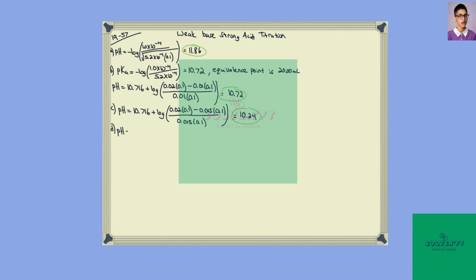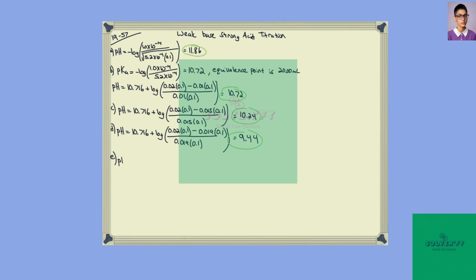We are still pre-equivalents, so we are still going to use the Henderson-Hasselbalch equation because we still have a buffer solution. But this time, instead of the 15 milliliters added, we've added 19 milliliters, or 0.019 liters at 0.1 molar. So we'll also change that down here in the denominator when we calculate the moles of weak acid formed. Other than that, the calculation is the same, and we get 9.44 as our pH, still decreasing as we are expecting it to.